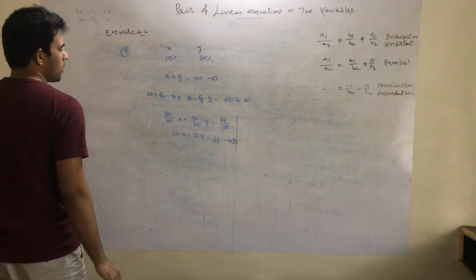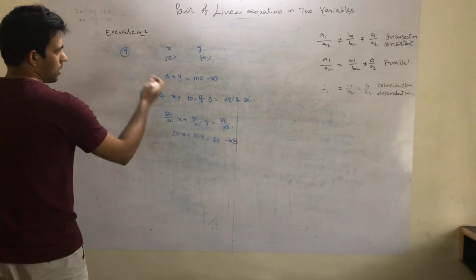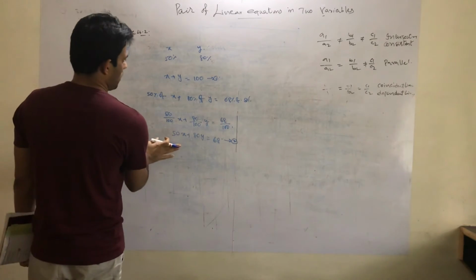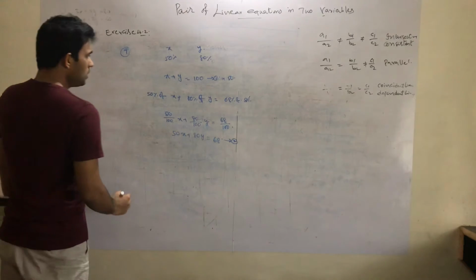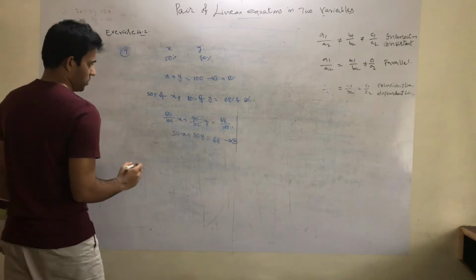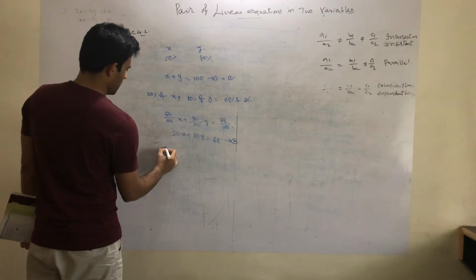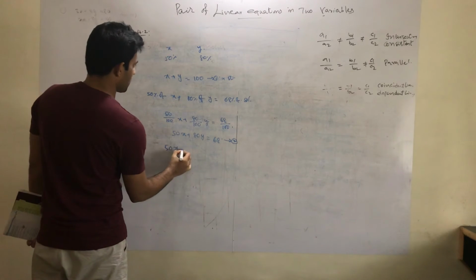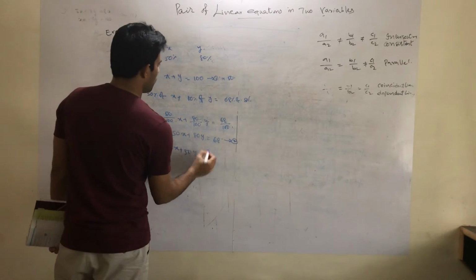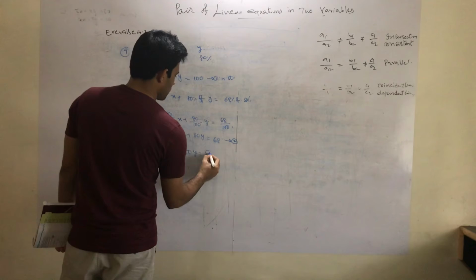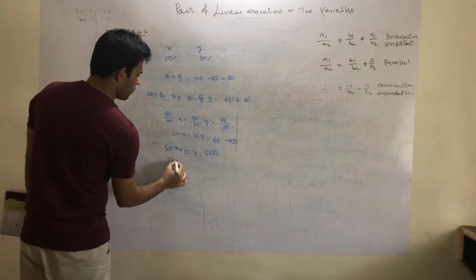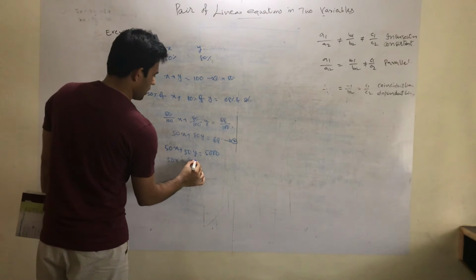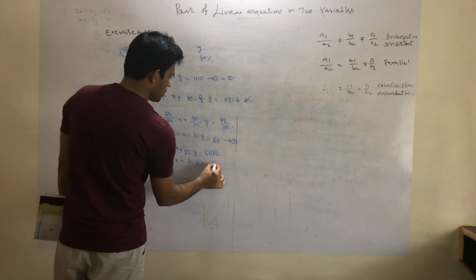To solve these equations, you equate any of these terms. So I will multiply this with 50. The first equation becomes, if I multiply with 50, 50x plus 50y equal to 50 into 100, which is 5000. And this becomes 50x plus 80y equal to 68.